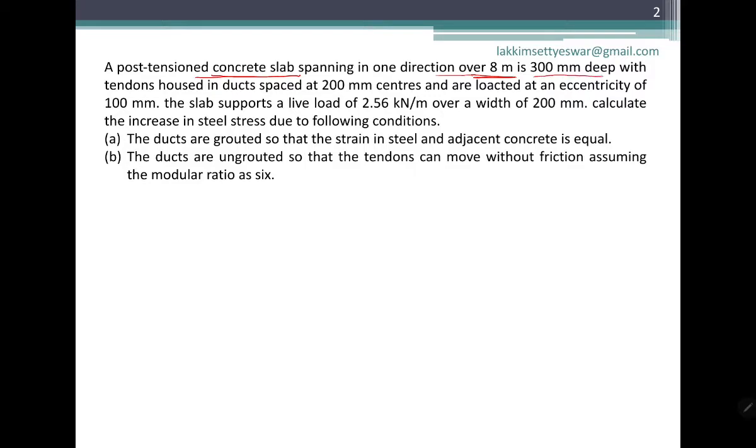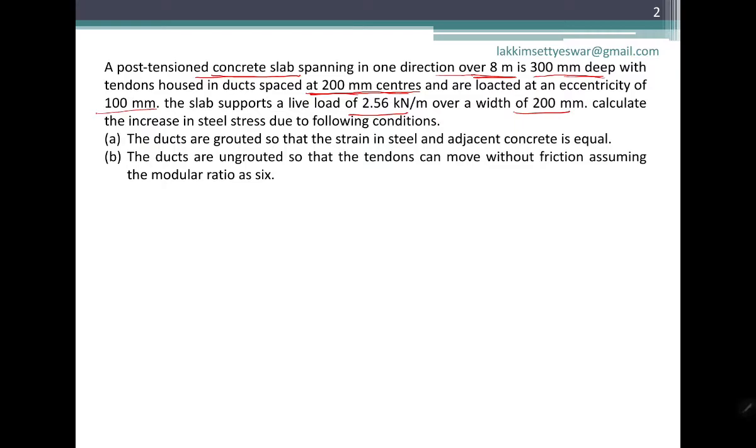The thickness is 300 mm. The thickness of the slab is 300 mm, with the tendons housed in ducts spaced at 200 mm centers. So the distance between each tendon is 200 mm, and it is located at an eccentricity of 100 mm. So the distance between the tendons and the neutral axis is 100 mm. The slab is supported with a live load of 2.56 kilonewton per meter over a width of 200 mm. Now calculate the increase in steel stresses.